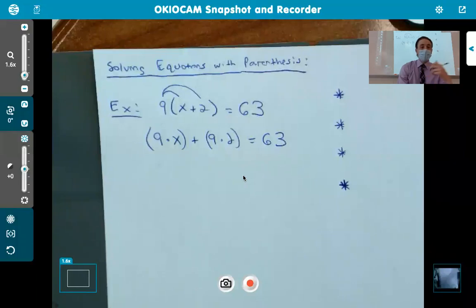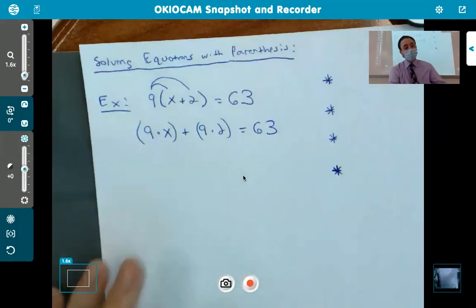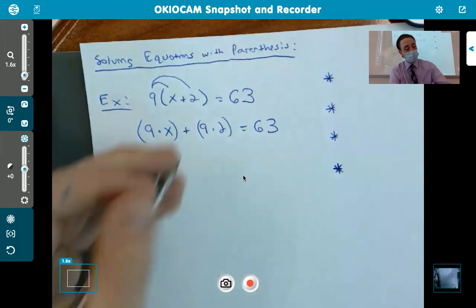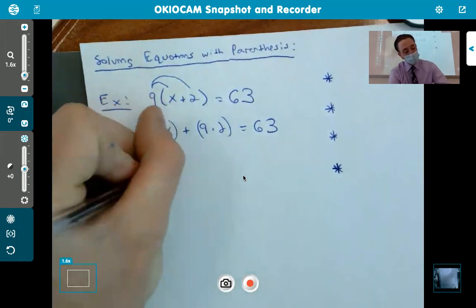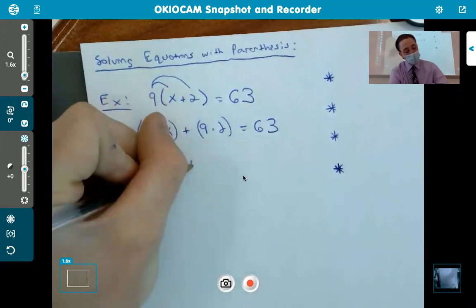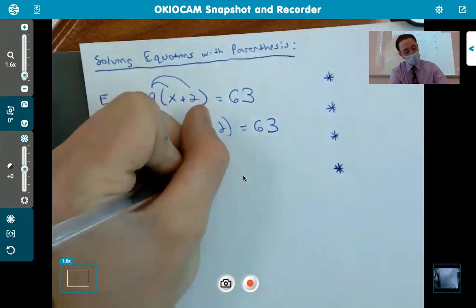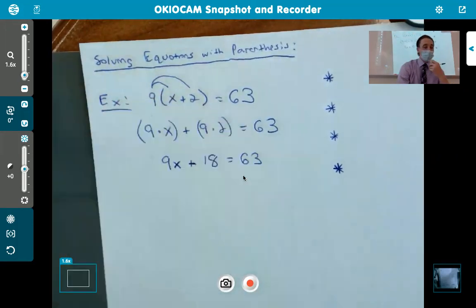All right. Well, like I just said, 9 times x is going to give me 9x, right? And 9 times 2 is going to give me 18. So after I distribute, I'm trying to simplify my values there, right? Multiplying all those terms together. Everybody good so far?